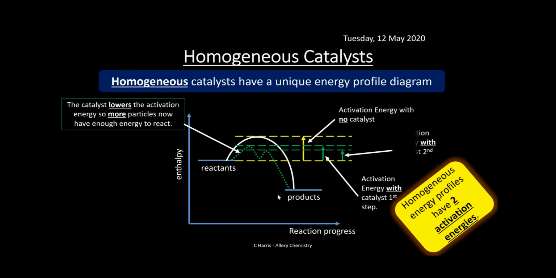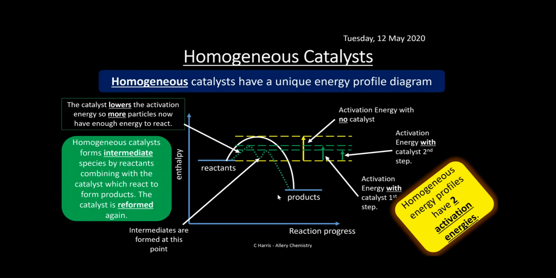Here's the second step, okay? The reason why is because intermediates are formed at this point. So a catalyst actually produces an intermediate, then we need a little bit more energy to produce our final product. So there we are. Homogeneous catalysts form this intermediate species, okay? And the catalyst is obviously reformed again. So this is why we have this unique double bump in our energy profiles when using a homogeneous catalyst.